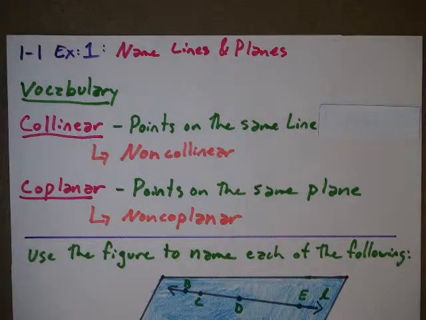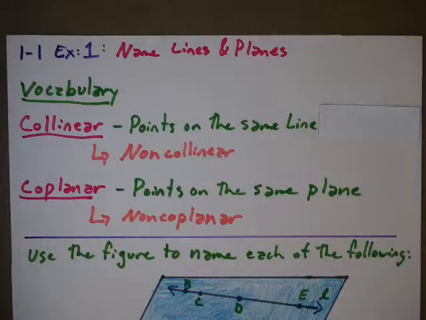Adelman's fantastic math class. Today we're going to talk about naming lines and planes. Before we do that, I need to go over some quick vocabulary. Two vocabulary words that you're going to see for the rest of the year are collinear and coplanar.